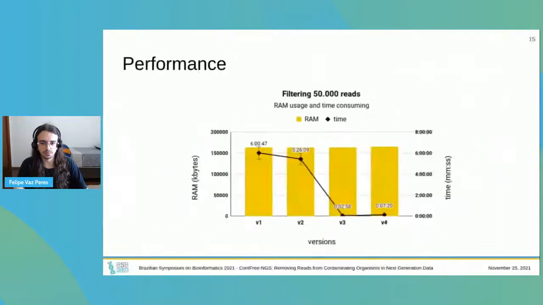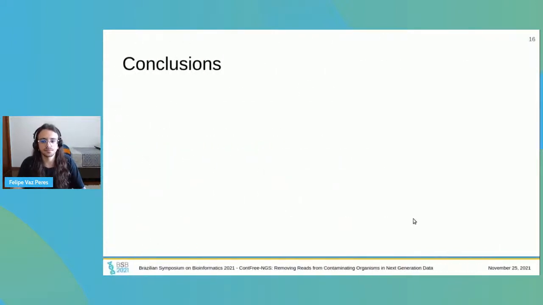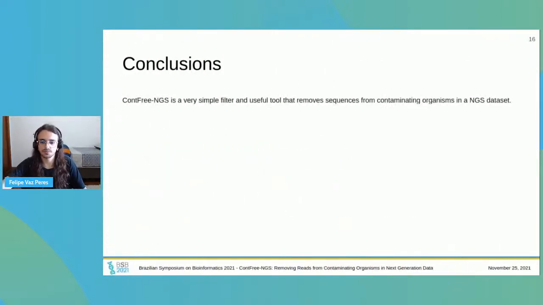And the same happens when I tried to filter 50,000 reads. So here we can see the time consumption and the resource usage for versions 1, 2, 3 and 4. And for the conclusions, ContFree-NGS is a very simple and useful filter tool that removes sequences from contaminating organisms in NGS datasets.